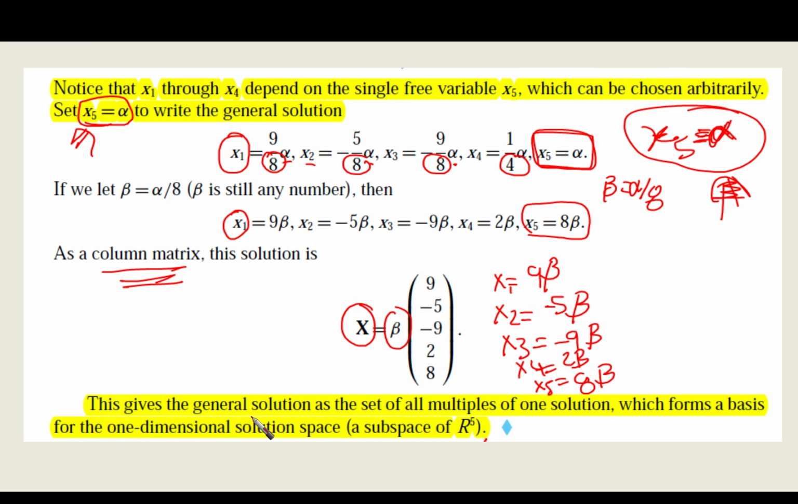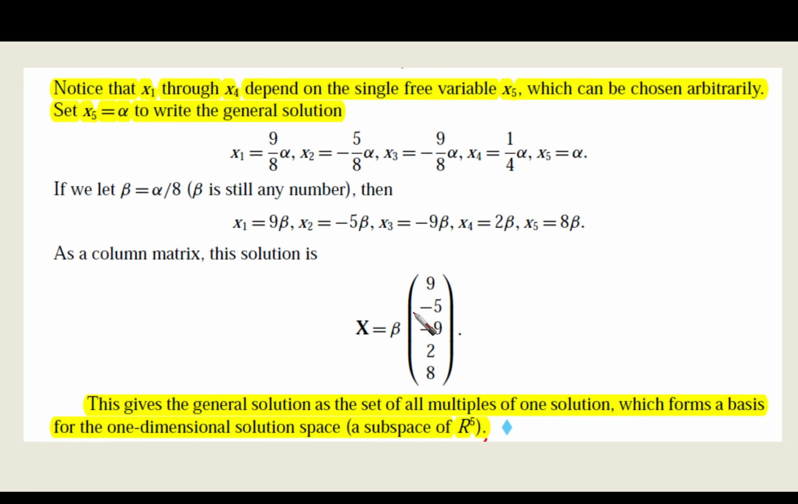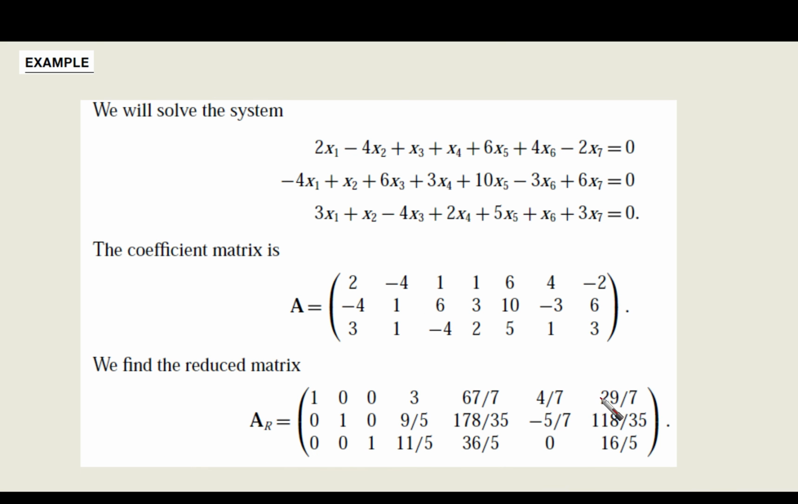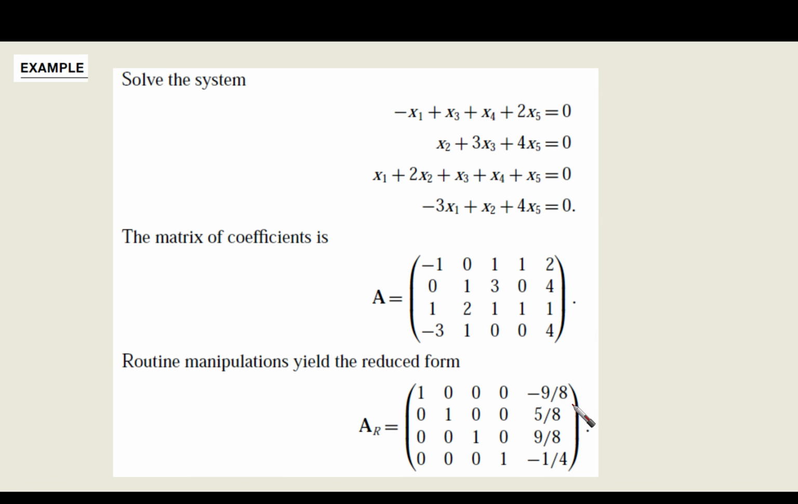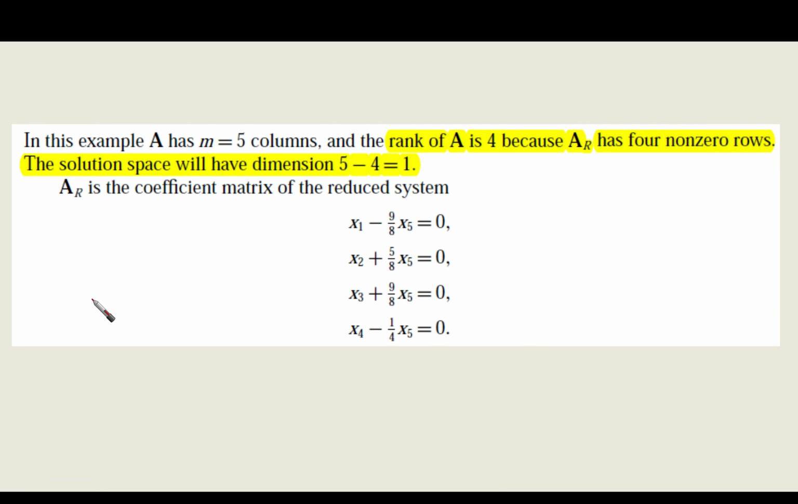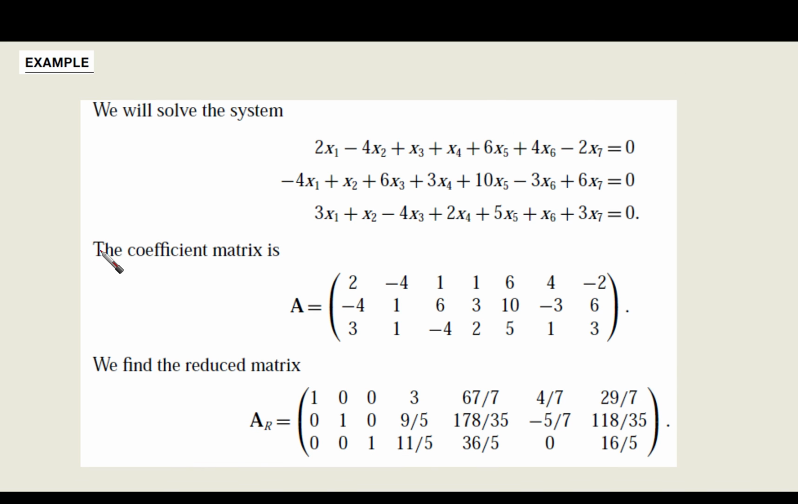This gives the general solution as the set of all multiples of one solution, which forms a basis for the solution space. We are talking about a one-dimensional solution space now. As I said, you can read it very easily from the reduced matrix. Simply we can say that this system has a one-dimensional solution.